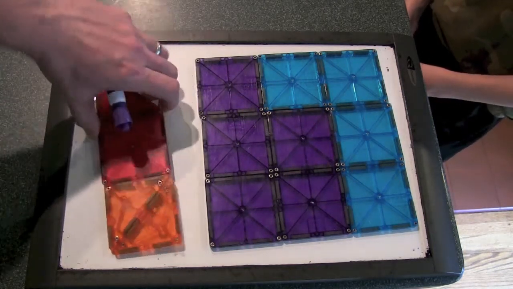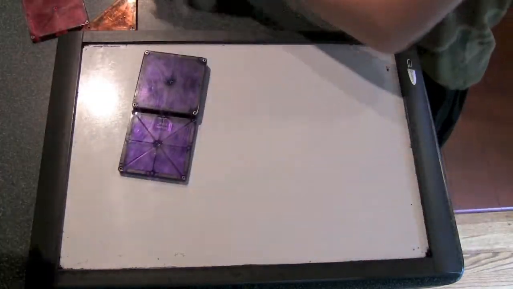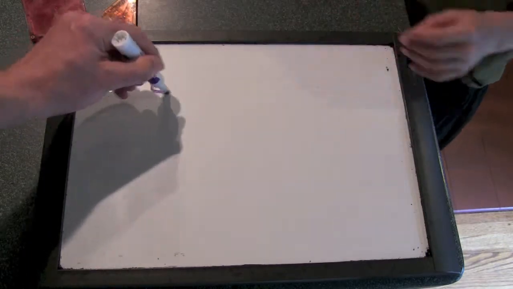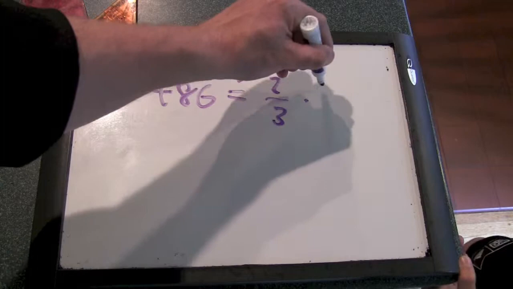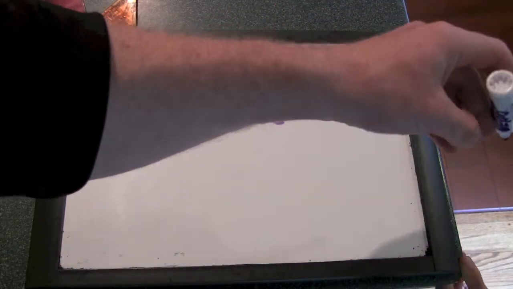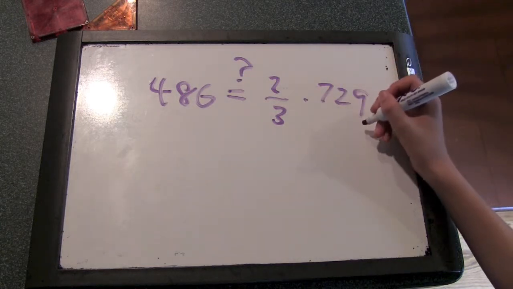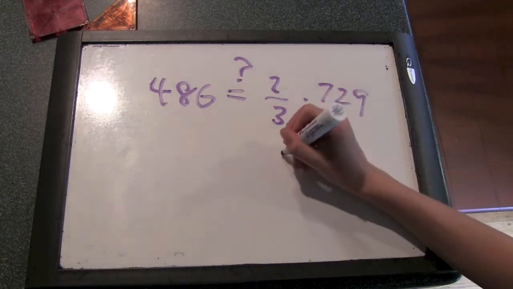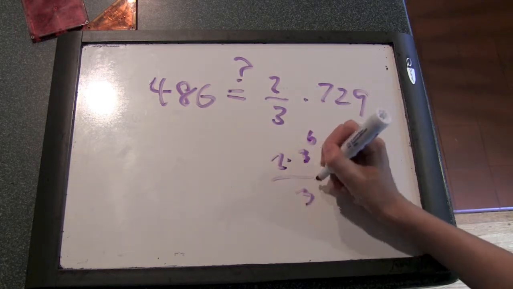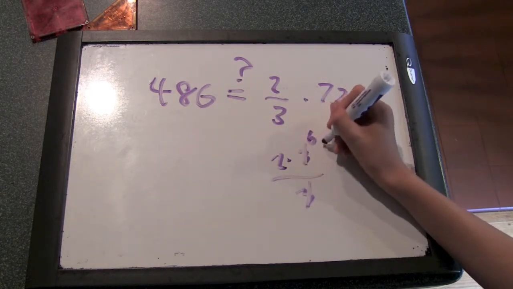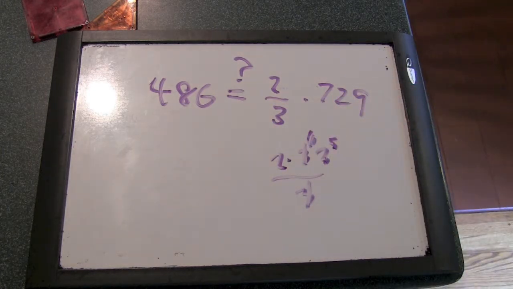Okay. So it's 486, so I hope this purple marker works. Does that equal 2/3 times 729? Okay. Well, why don't you see if you can work that out? 729, well, that's going to be 2 times 3 to the 6th over 3. So then this cancels. 2 times 3 to the 5th, which is 486.